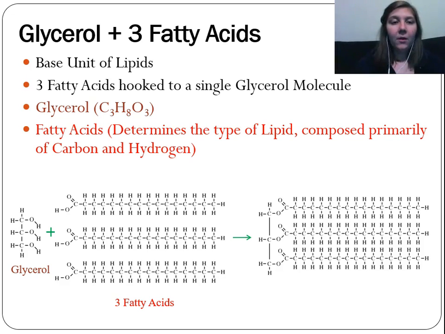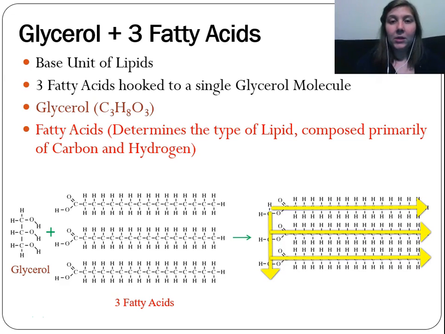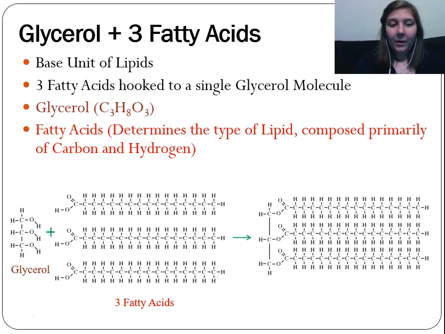So here we have our main structure. Our monomers of a lipid, there are actually two, are glycerol and 3 fatty acids. So that's our base unit. So 3 fatty acids are connected to one glycerol molecule. And glycerol is C3H8O3. Fatty acids determine the type of lipid. They're mostly made of carbon and hydrogen, and that's one of the main reasons that lipids do not mix with water, because they are nonpolar, and so they're not able to have any of those polar interactions with water.